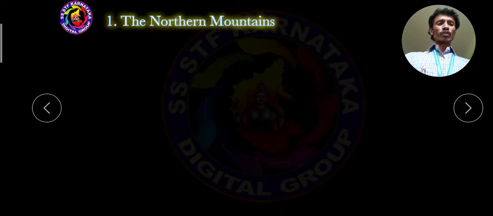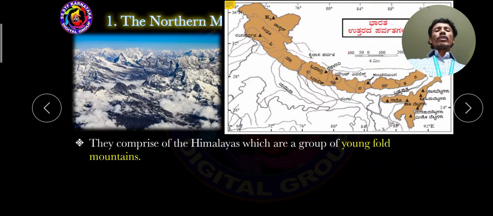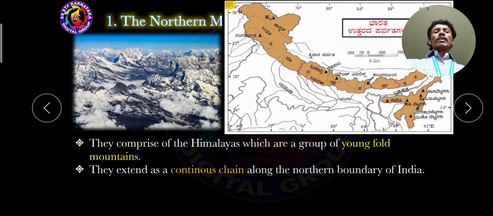Then the first one, the northern mountains. See, northern mountains consist of the Himalayas. These are the northern mountains. The northern mountains consist of the Himalayas, which are a group of young fold mountains. See, while coming down, they are bent. So that is what we should consider for the young fold mountains. Then they extend as a continuous chain.